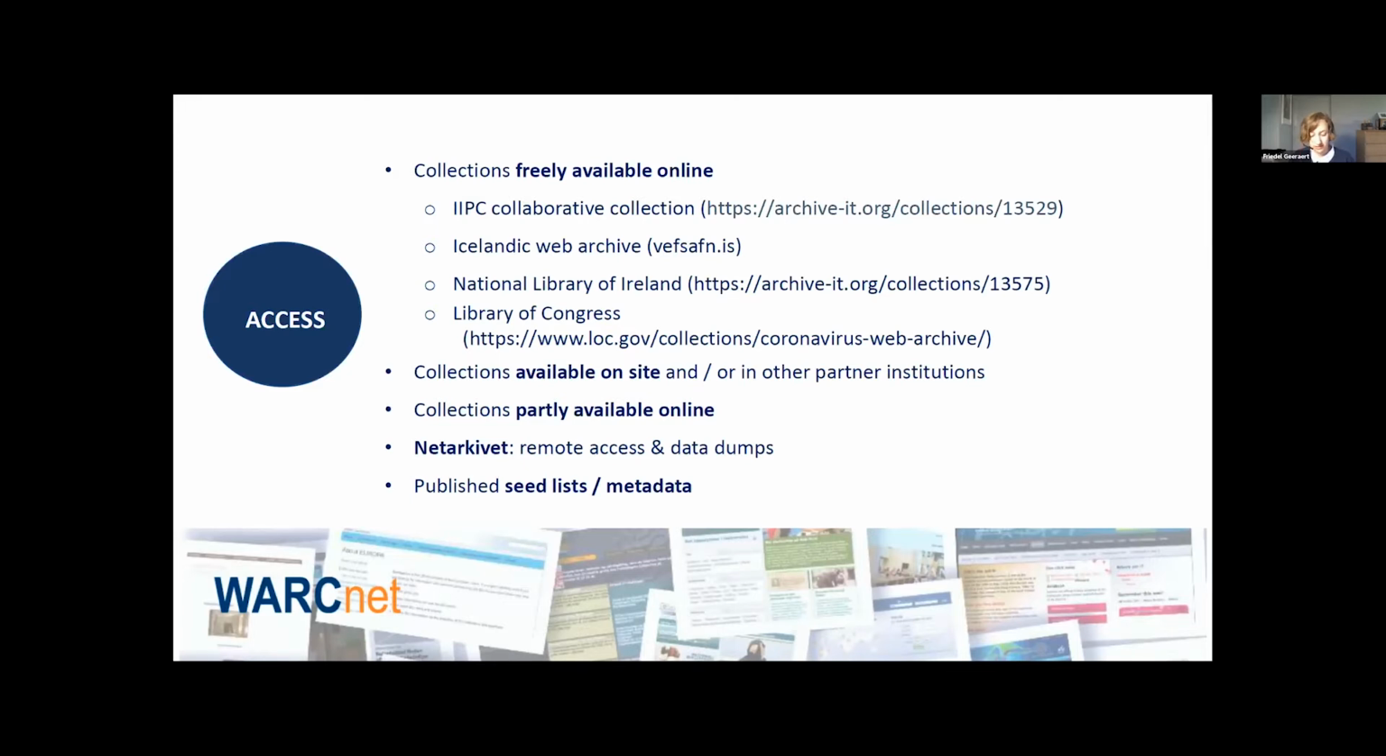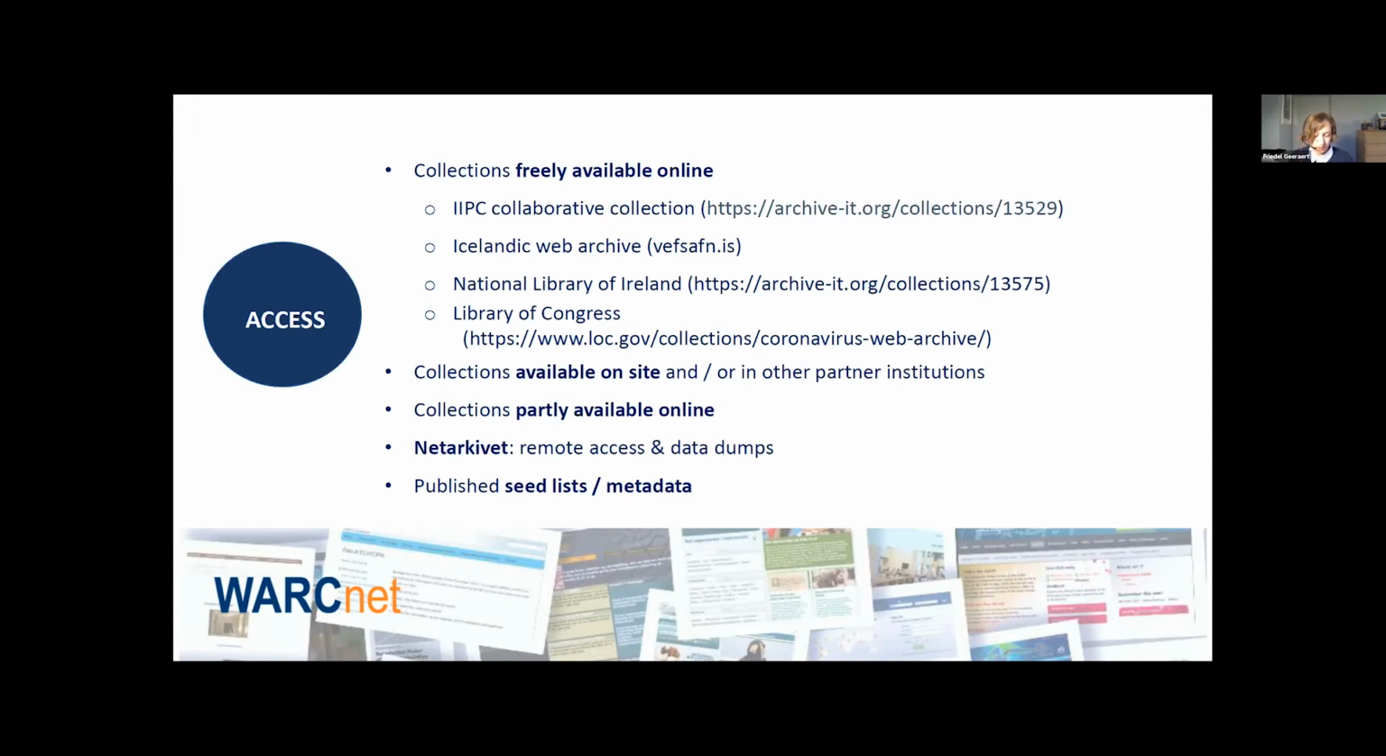collections are freely accessible online, which is the case for the IPC Collaborative Collection, the Icelandic Web Archive, the National Library of Ireland, and also the Library of Congress. In other cases, copyright unfortunately prevents web archives from making the content freely available online, meaning that the collections are available on site in the reading rooms of the institutions, and in some cases also at partner institutions.